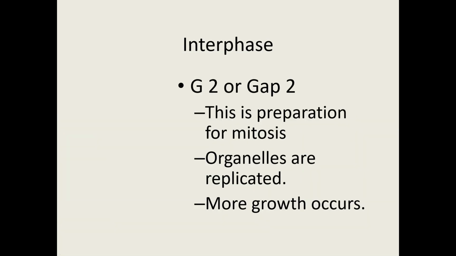And then finally, the third phase of interphase is called G2, or gap 2. This is the part where you prepare for mitosis. You're going to create more organelles. You're going to grow the cell larger so that when it splits, each cell has the same amount of stuff. It's just getting ready for that division.